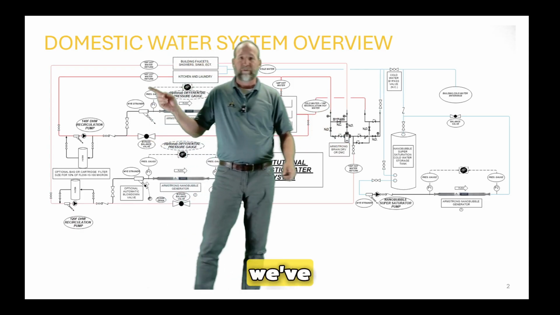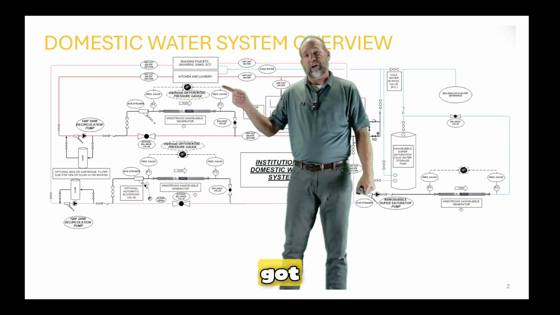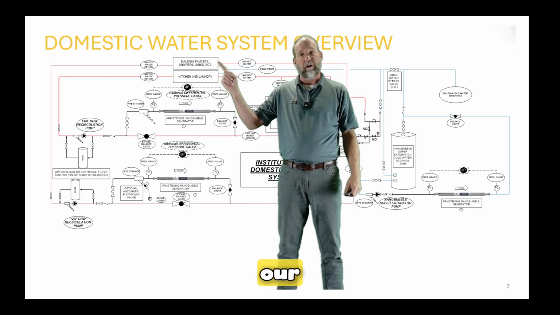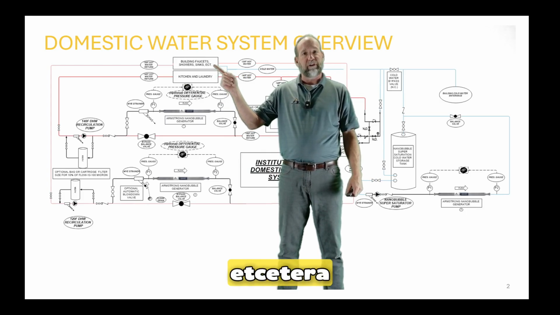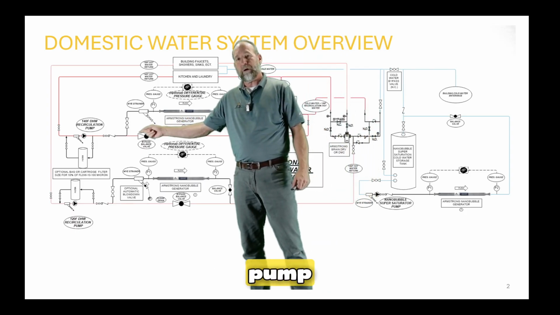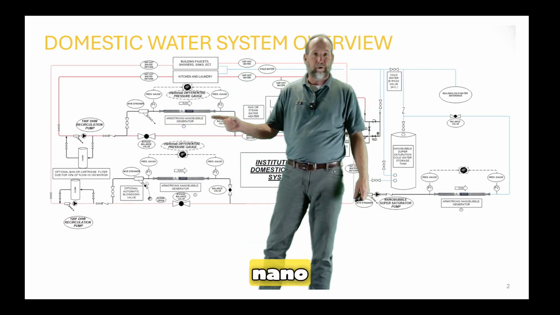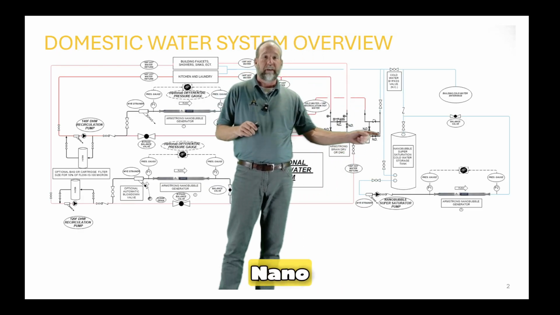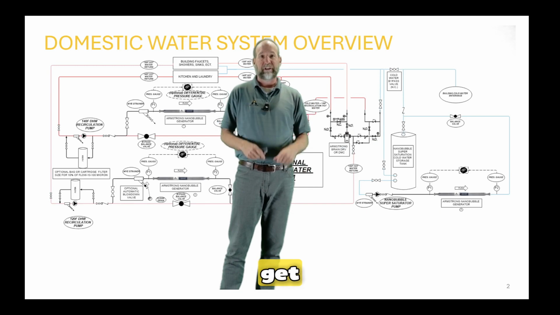Also, what we've got is two loops. We've got our kitchen loop and laundry loop, which is 140 degrees, and we've got our faucets, showers, etc., which is a 120 degree loop. We've got a circulation pump, we've got some filters, we've got a nanobubble generator. Also, we're going to show you the super saturator nanobubble system as well. So let's get into it.